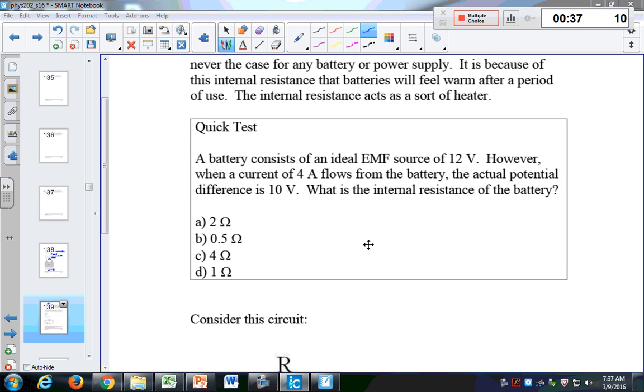All right, about 5 more seconds. I'll stop at 45. 45. All right.